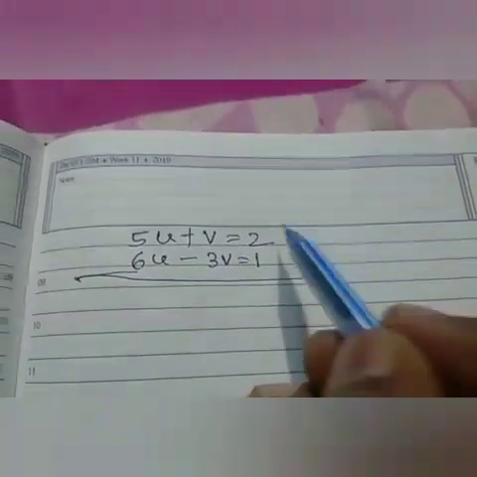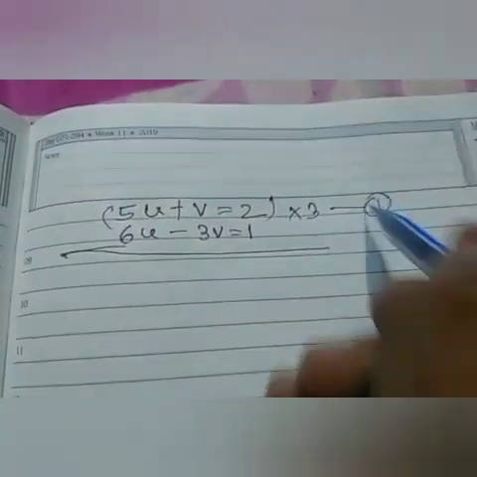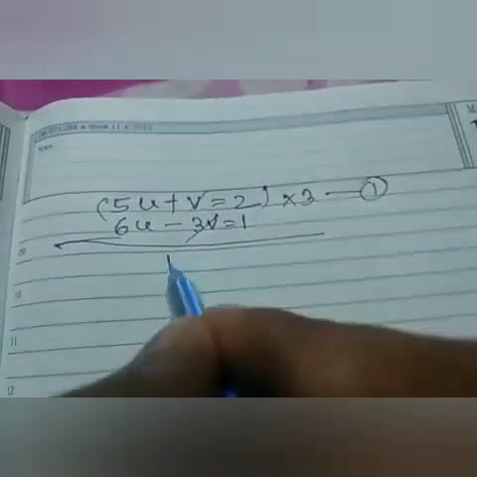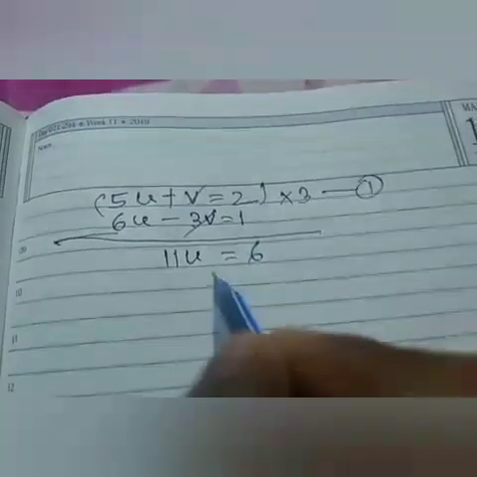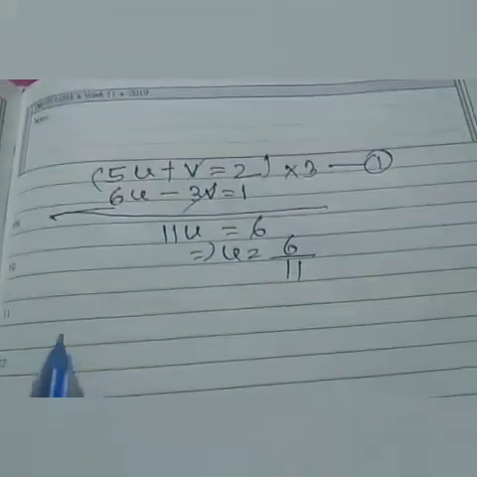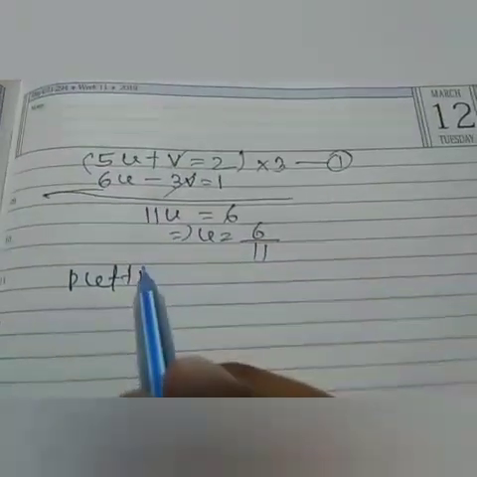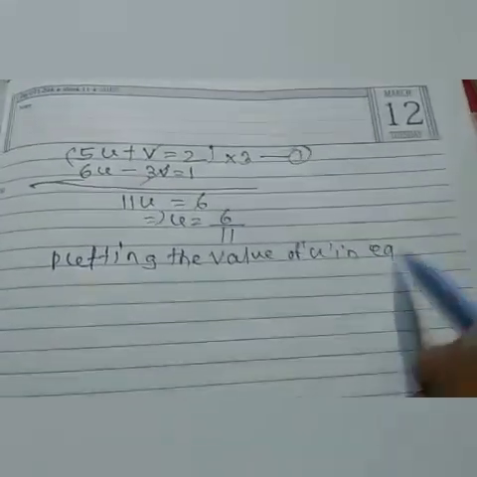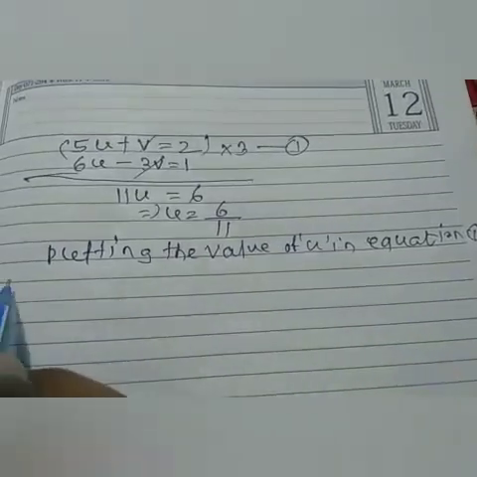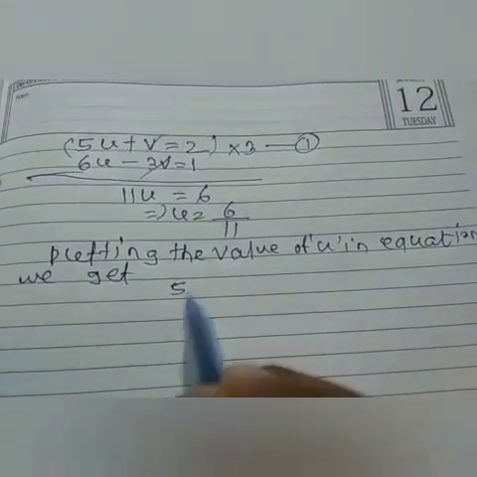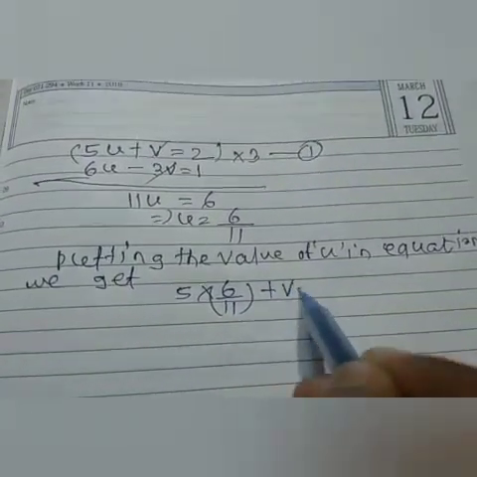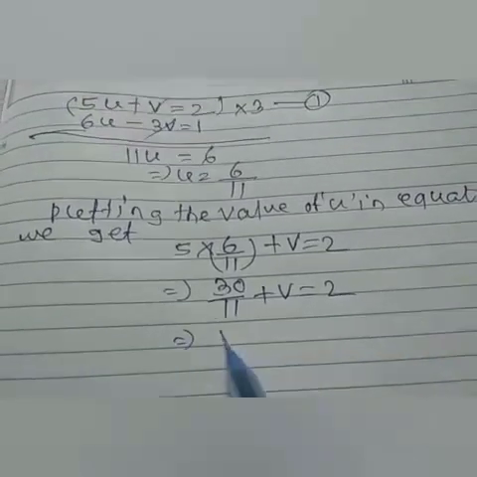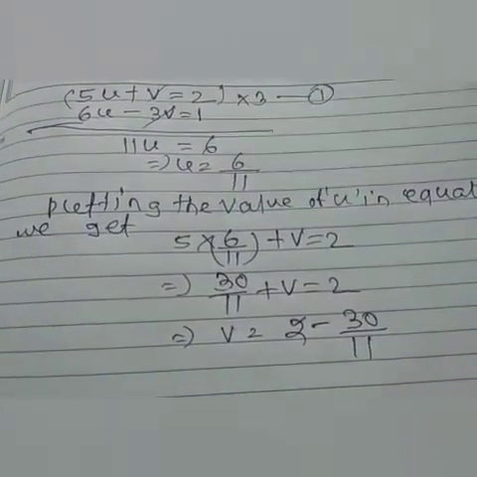Solving this by the elimination process, here is v and here is 3v, so we multiply equation 1 by 3 and get 3v. The signs are opposite, so they cancel each other. 5 plus 6 is 11u equals 3 plus 2 that is 5 plus 1 that is 6, so u equals 6 by 11. Putting the value of u in equation 1, we get 5 into u as 6 by 11, plus v equals 2. Then 5 times 6 is 30 by 11 plus v equals 2, so v equals 2 minus 30 by 11.